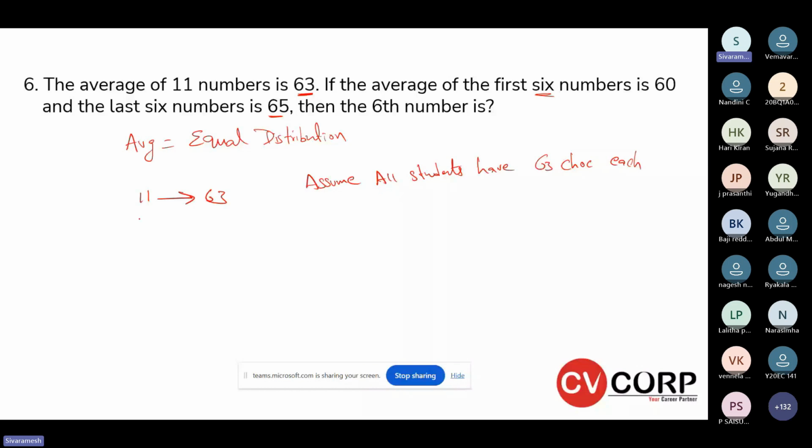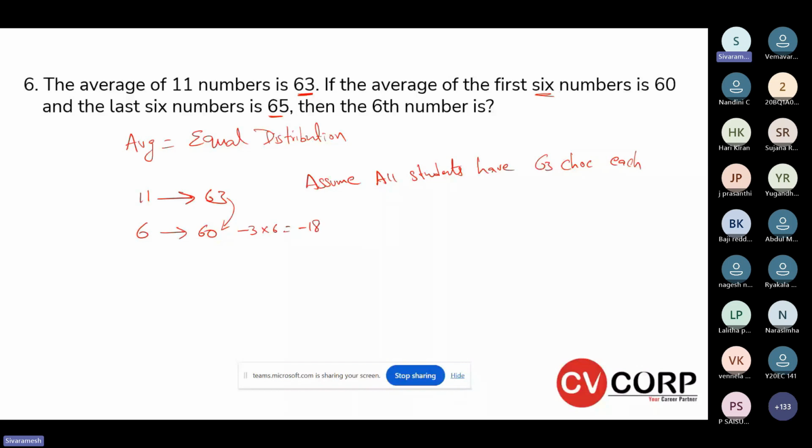Now if you observe, the average of 11 students is 63. Just now we assumed each student should have 63 chocolates. The first 6 students have only 60 chocolates on average, so these 6 students have 3 chocolates less than what we assumed. How many students in total into 6? So I'm getting 18 chocolates less than what we assume.